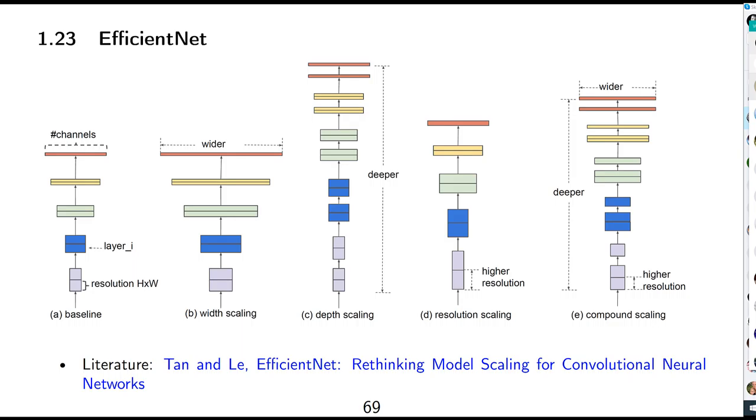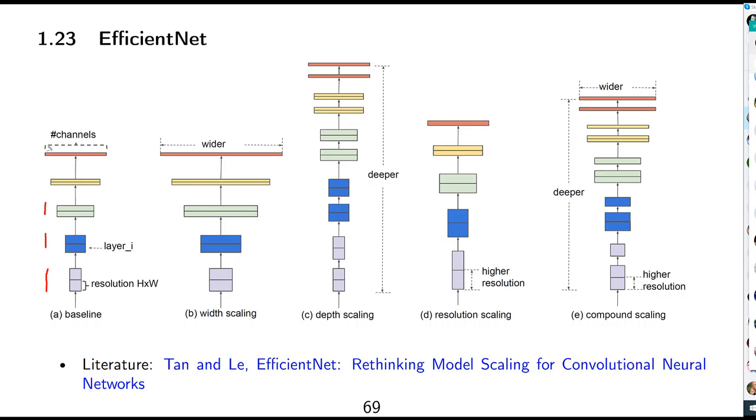But how can we actually scale up an architecture? There are three possible ways to do so. We start out with a baseline architecture A, shown here. So these different blocks here, these could be different blocks or different layers of the network. So maybe one of these colored boxes shows a block, and maybe these other rectangles show individual layers in a block. But this is more of an abstract figure.